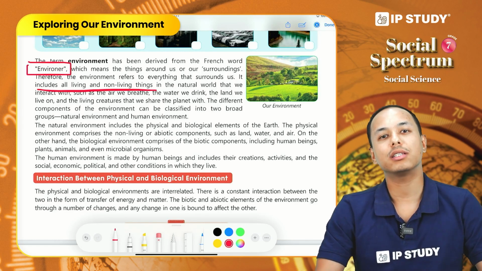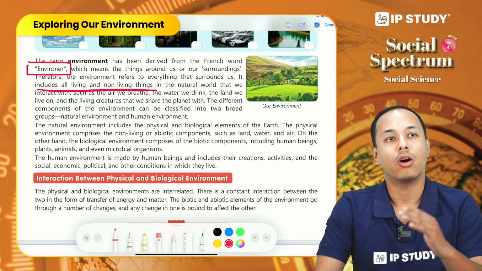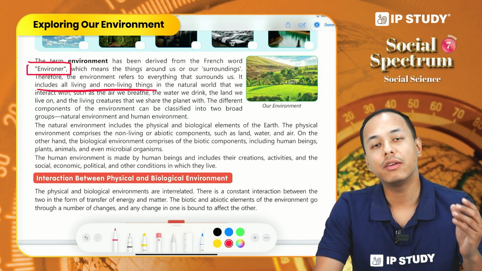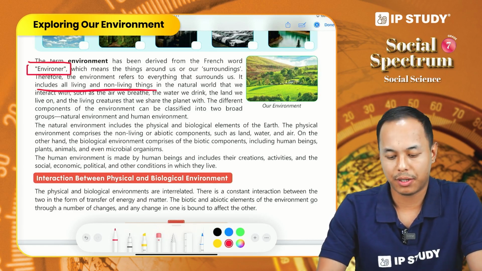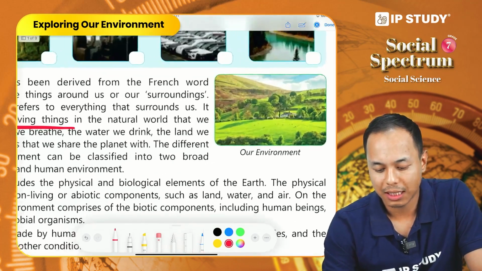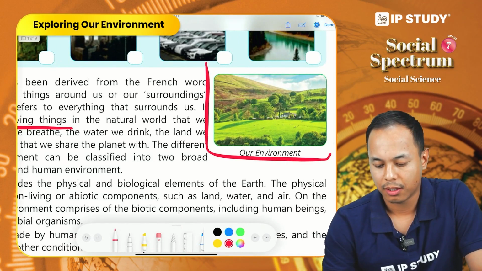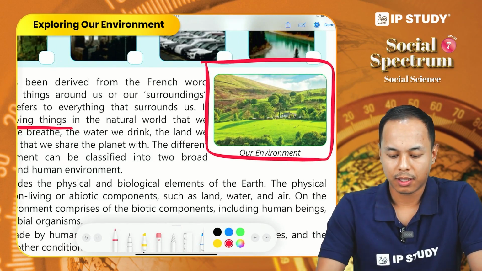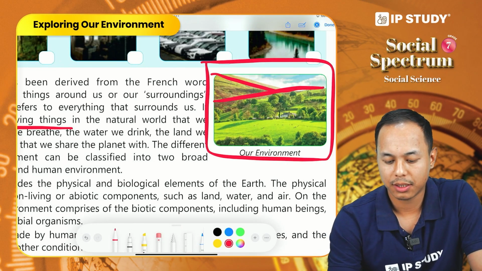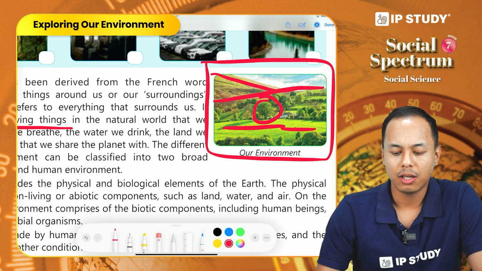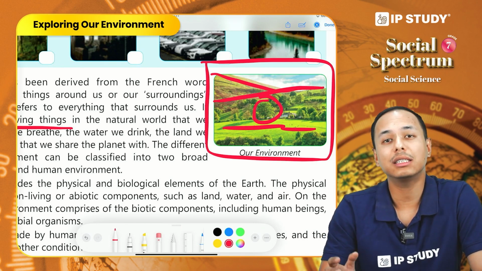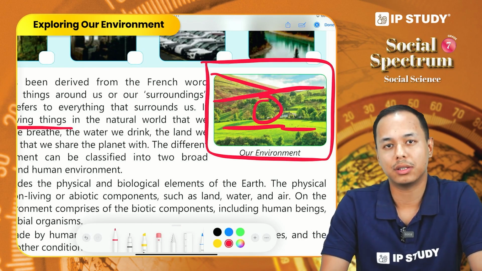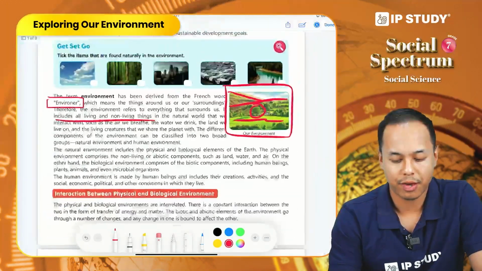So all the air, water, or the landforms that we see, or the living beings like trees and animals, these are all part of our environment. Let us see here in this picture, our environment. You can see landforms here, trees here, grasslands here. These are all part of our environment. That means these are the things that surround us. So these are all environment.